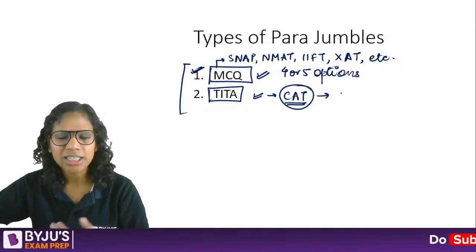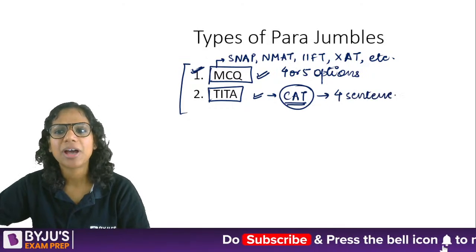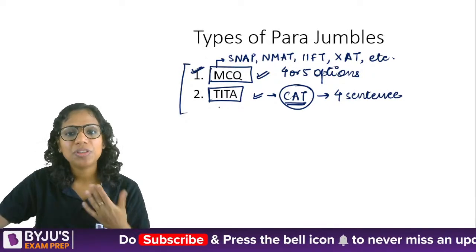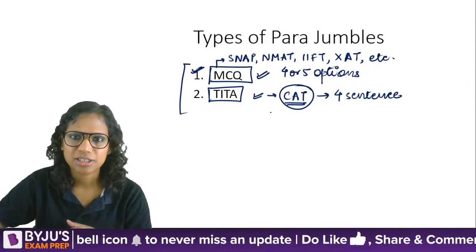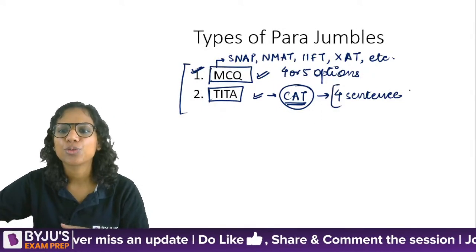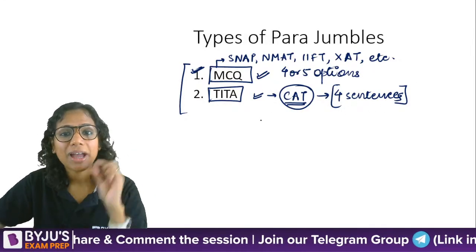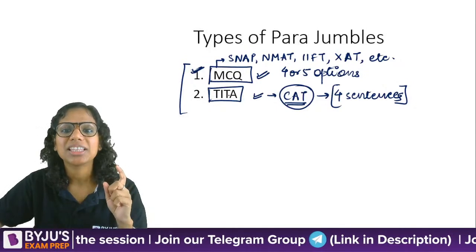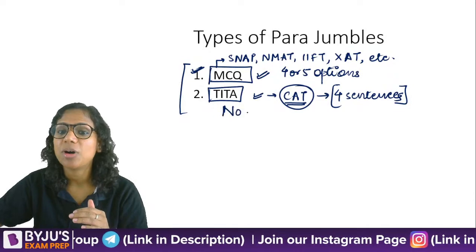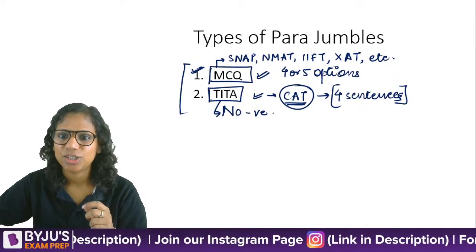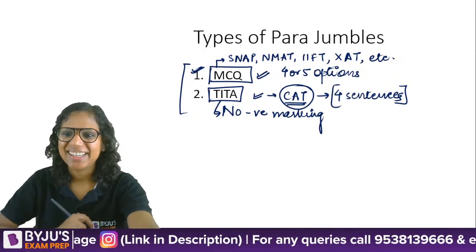And lately, for the last few years, they have been giving 4 sentence type in the answer parajumbles. When type in the answer parajumbles began to be asked in CAT, back then they used to be 5 sentence parajumbles. Right? Now they are 4 sentence. So you have to arrange 4 sentences all by yourself and then you have to type in that sequence. Okay. So there is no negative marking for these in CAT. No negative marking. That's the good part, right?